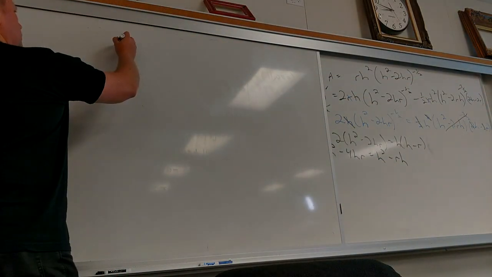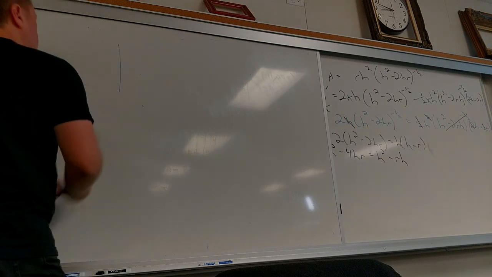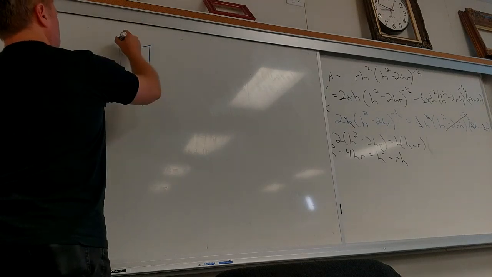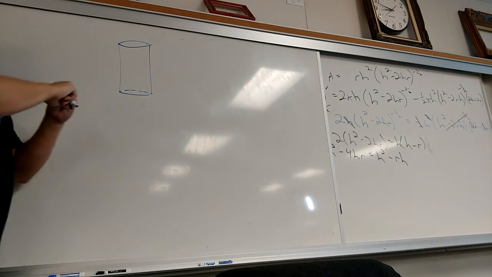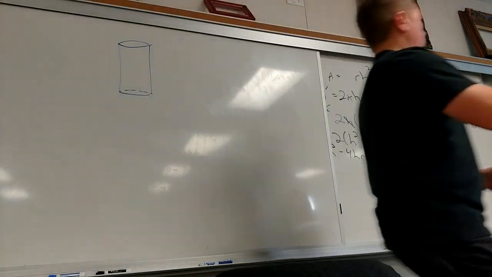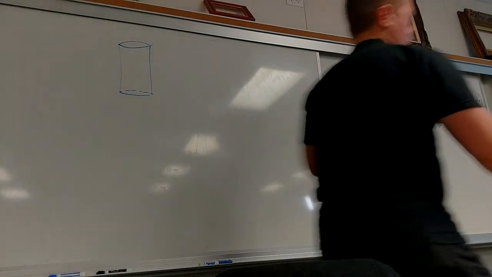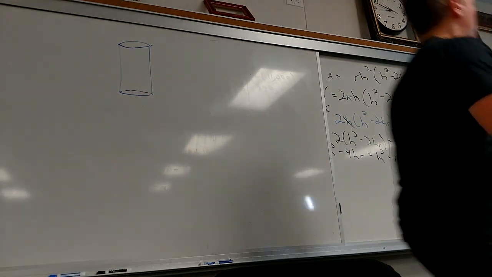So you've got a right circular cylinder. And it's to be surmounted by a hemisphere. What dimensions require the least amount of metal?